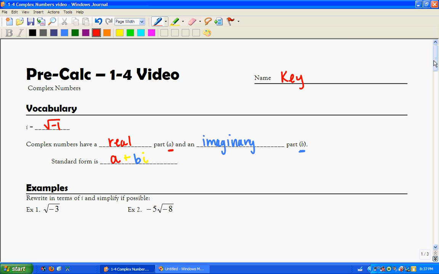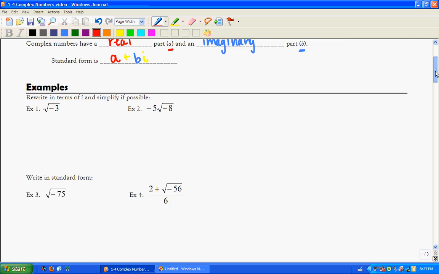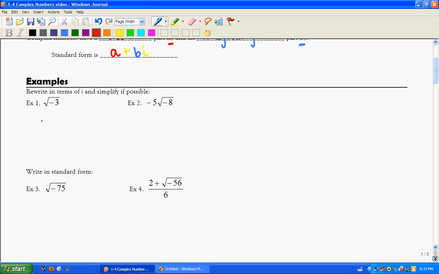So just a few examples here. It says to rewrite in terms of i and simplify. So if you remember, we can take the square root of -3 and rewrite it as the square root of 3 times -1. And then from our properties of radicals, we could rewrite that as the square root of 3 times the square root of -1, which we now know turns into an i. So we could rewrite this as i times the square root of 3. We usually put the i's in front. That way we make sure that we know that they are not underneath the radical still.